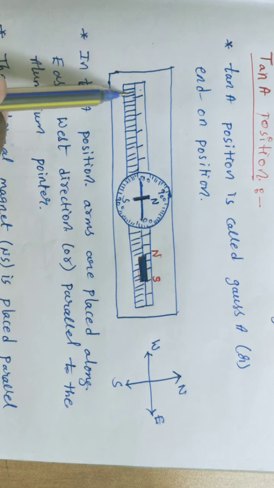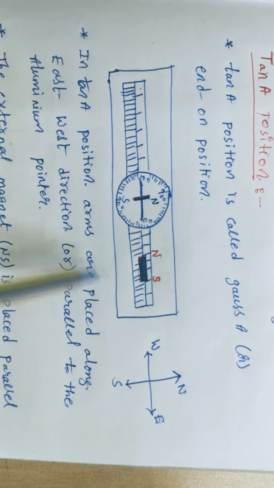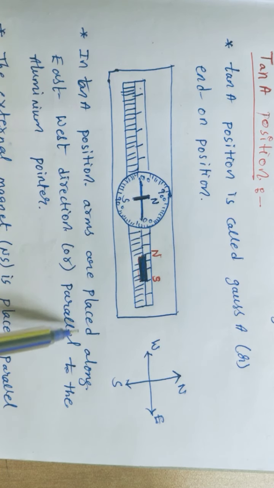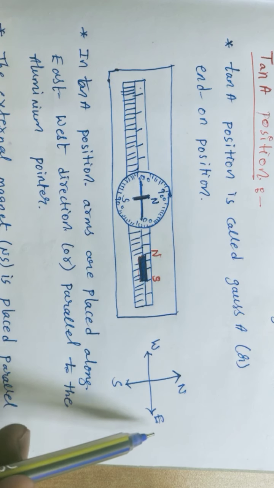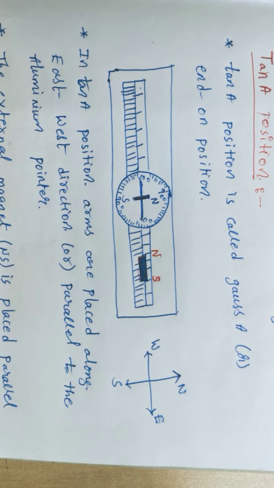For example, this is one arm and this is one arm. So in tan A position, arms are placed along the east-west directions. In which directions are we placing? East to west directions, parallel to the aluminum pointer only. Is it clear, students? Main thing to remember: arms are placed along the east-west direction in tan A position.